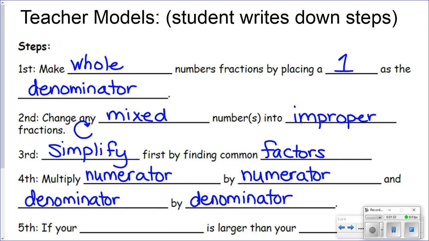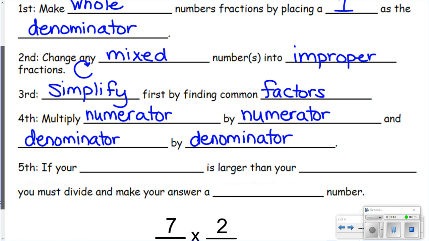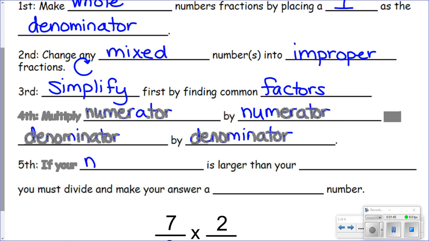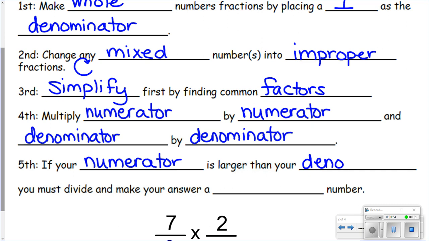Multiplying fractions is not the same as adding and subtracting fractions. You do not find common denominators. The last step: if your numerator is larger than your denominator, you must divide and make your answer a mixed number.